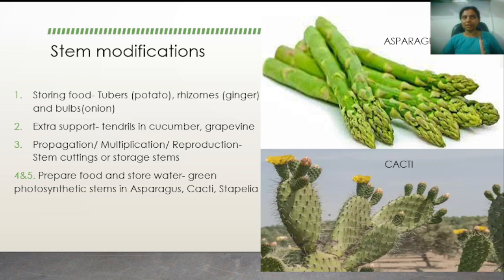So in these plants, as you may be aware, the stem becomes swollen. The stem is green because it has chlorophyll and it is photosynthetic. That is, it can prepare its food, and it can store water and the food that is prepared for a long period of time. It does not lose water because the leaves become reduced. The spines that you see on the cacti, they are actually the leaves. And the swollen part, which looks like the leaf, is actually the stem.